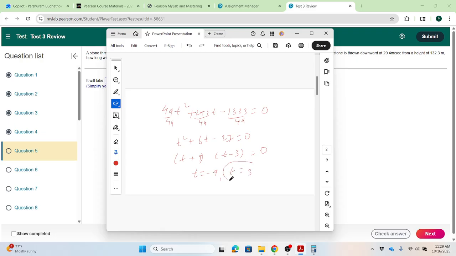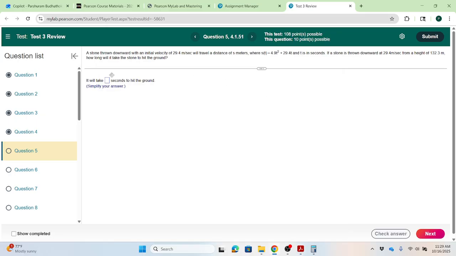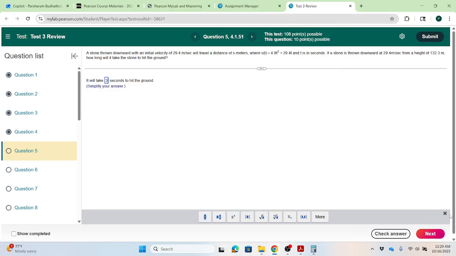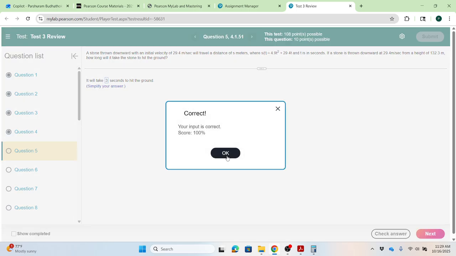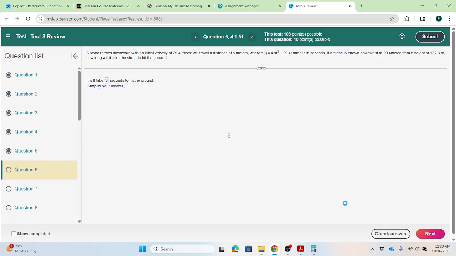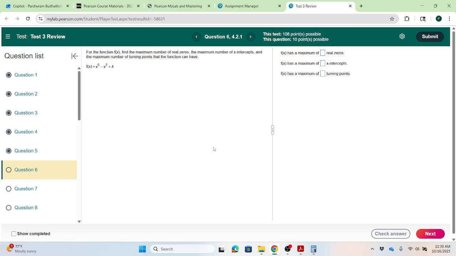These are the two values for which the quadratic function would be 132.3 meters. Time cannot be negative for practical use, so this is not possible. So the only possibility here is after 3 seconds, the stone hits the ground. So the answer is 3 seconds. So we can solve this type of problem by solving a quadratic equation.